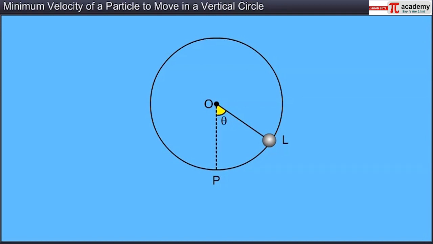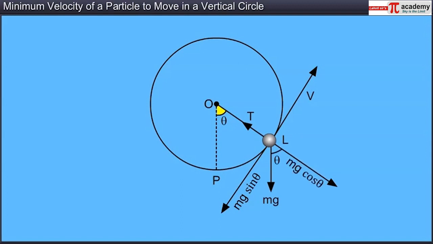The two forces that act on the particle of mass m at point L are the particle's weight mg, which acts vertically downwards, and the tension in the string T, which acts along LO. Let the instantaneous velocity of the particle at point L be v. It acts along the direction of the tangent to the circle at L. We can split the weight mg into two components, mg sin theta and mg cos theta.